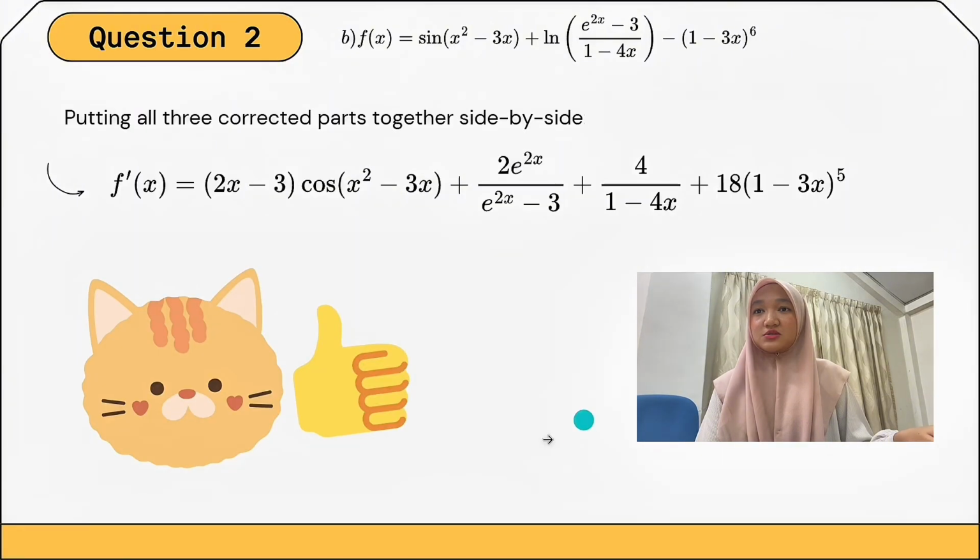Put all three corrected parts together side by side. So this is f prime s equals 2s minus 3 or s squared minus 3s plus 2 exponent 2s to the power 2s over exponent to the power 2s minus 3 plus 4 over 1 minus 4s plus 18 over 1 minus 3s to the power of 5.